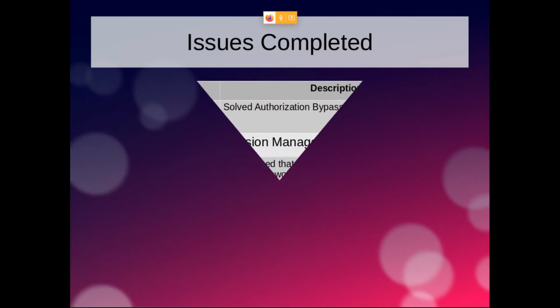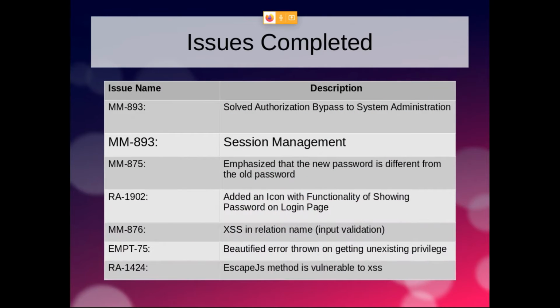In this project, we were required to work on issues on the issue vulnerability tracker of OpenMRS. Below are some of the issues I've tried to work on during this coding period of Google Summer of Code 2021. The first issue is MM893, which talks about the authorization bypass to the system administration functions.